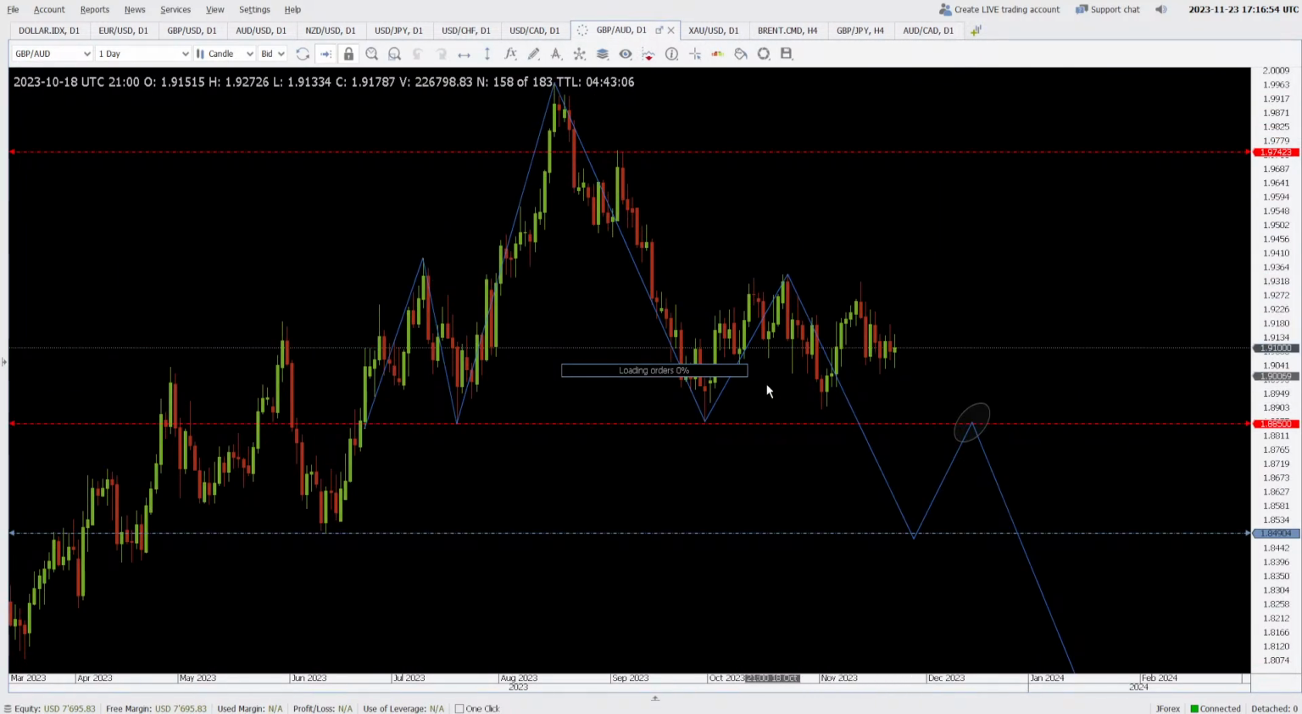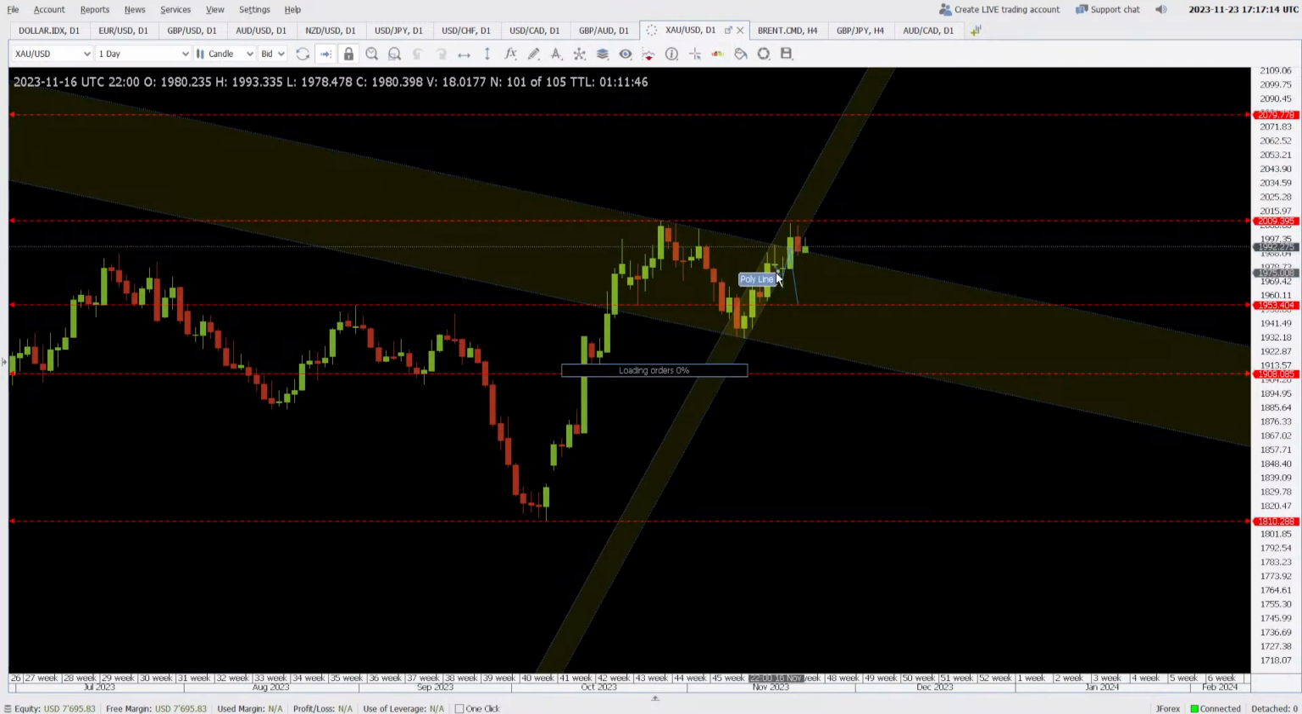GBP AUD, although it is making some zigzag here, but again I'm also not trading it above 1.8850. Yes, if it goes below 1.8850, I'll be very happy to short this market, and that doesn't look like it is happening this week. Maybe next week, maybe.